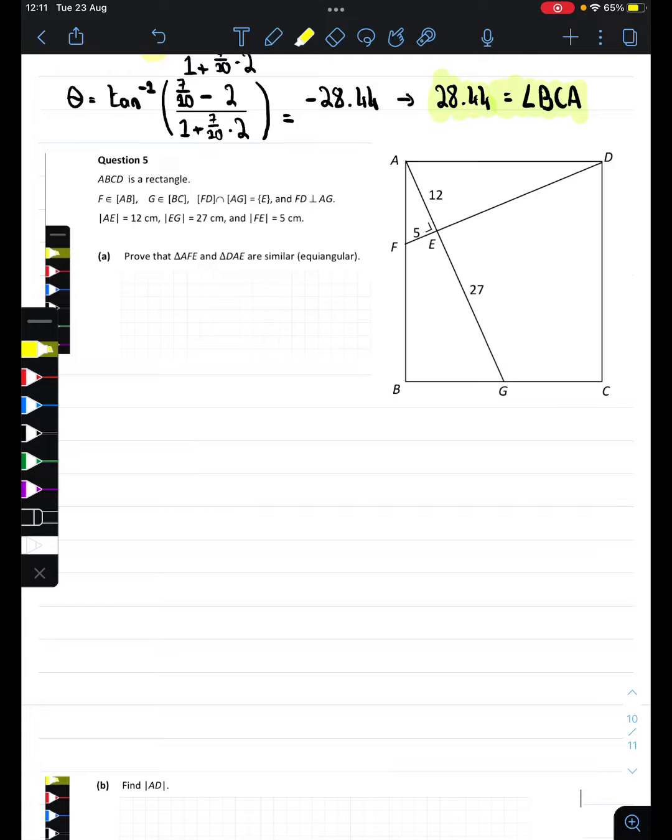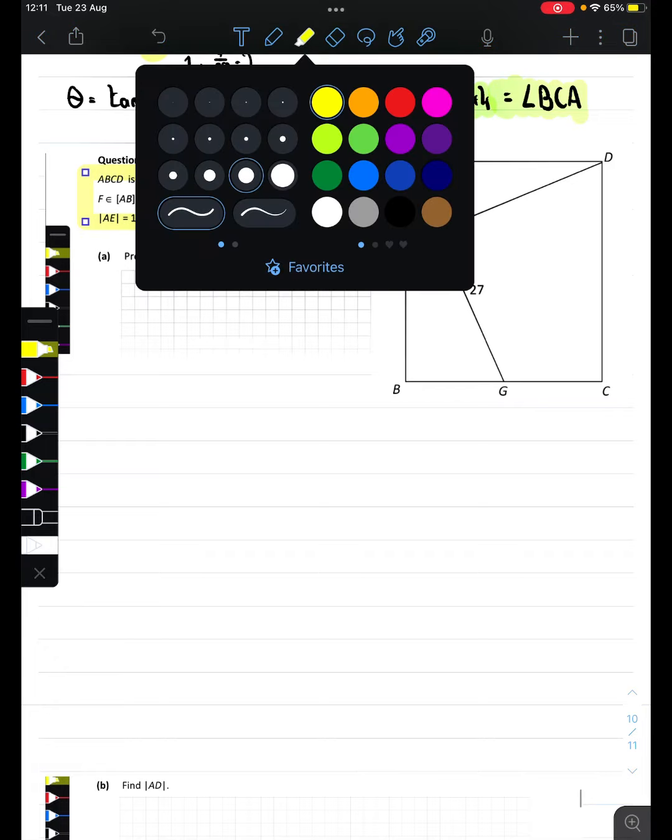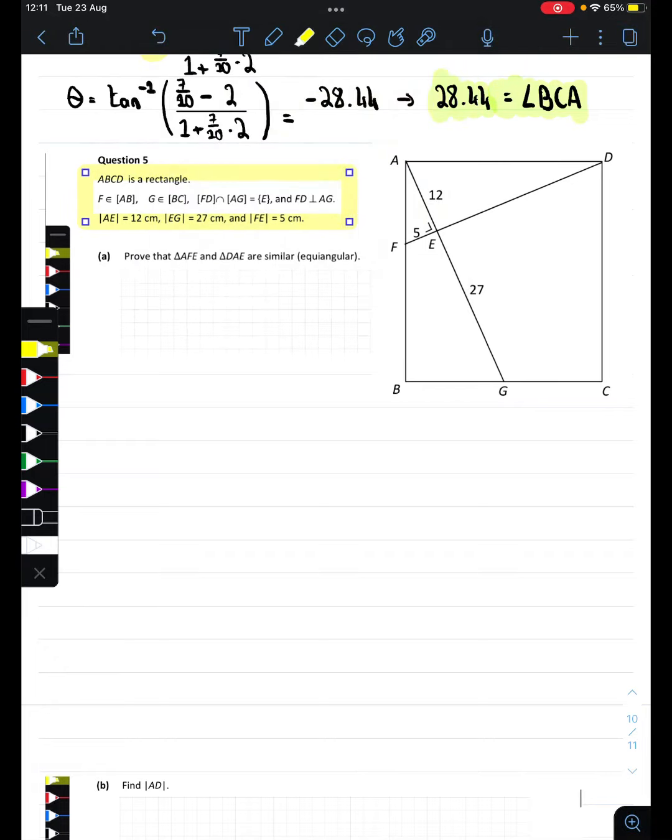Okay, so the first part of this question is just outlining things that we can already see on the diagram. We can see that ABCD is a rectangle, F is on the line AB, G is on the line BC. The intersection of FD and AG is E, and FD and AG are perpendicular, which we can see because this is a right angle. So all of these are information that we can already see, and then they've given us these lengths that we can see because they've put that onto the diagram as well.